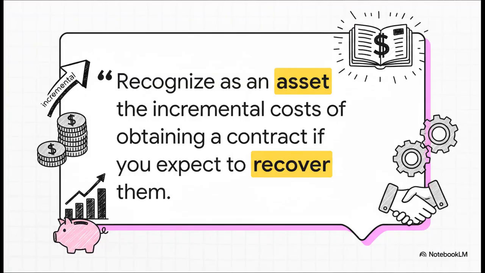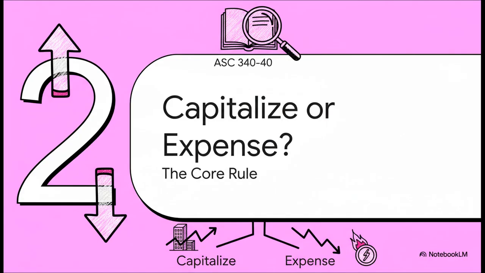This one sentence, right here, is the heart of the entire standard. It gives us two critical tests. First, are the costs incremental? And second, do you expect to recover them? If the answer is yes to both of those questions, then you don't expense the cost. You put it on your balance sheet as an asset. And that's a really fundamental shift in thinking for a lot of people. Now let's really dig into that core decision. Capitalize or expense? What does this choice actually mean for your books and your company's financial story?